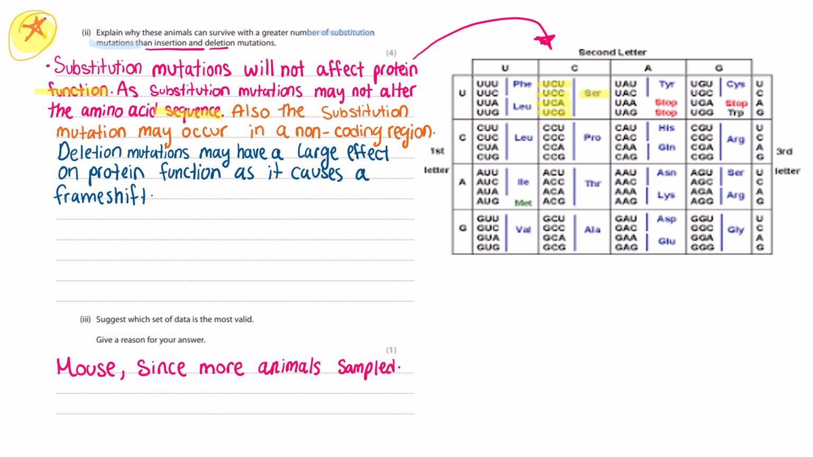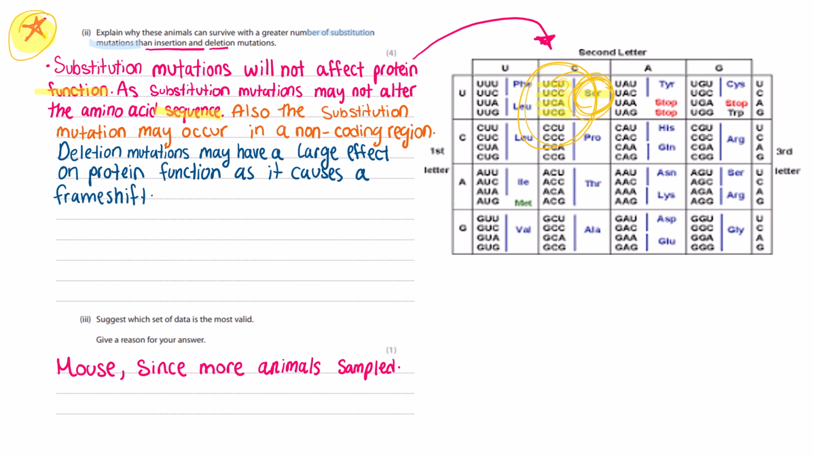So, explain why these animals can survive with a greater number of substitution mutations than insertion and deletion mutations. Okay, so look at this over here where I'm circling. You see how we have UCU, UCC, UCA, UCG. All of them code for the SER amino acid. So if we substitute the last U for another C, it's still technically SER amino acid. Okay, I believe it's called serine. So it's still the same amino acid. Okay, therefore technically there's nothing changing about it.